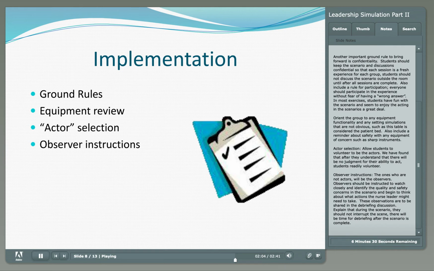Observer instructions. The ones who are not actors will be the observers, so those that don't volunteer get to be observers. Observers should be instructed to watch closely, identify the quality and safety concerns in the scenario, and begin to think about what actions the nurse leader might need to take. These observations are to be shared in the debriefing discussion. Explain that during the scenario, they should not interrupt the scene. There will be time for debriefing after the scenario is complete.